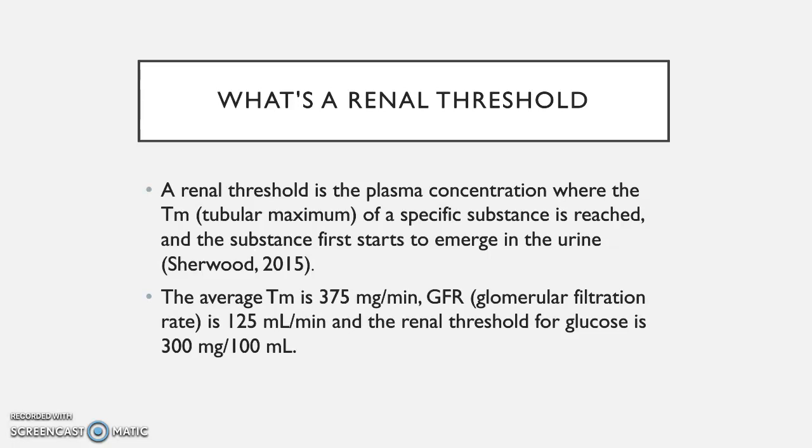What is a renal threshold? The plasma concentration at which the TM of a particular substance is reached and the substance first starts appearing in the urine is known as the renal threshold. At the average TM of 375 milligrams per minute and a GFR of 125 milliliters per minute, the renal threshold for glucose is 300 milligrams per milliliter.